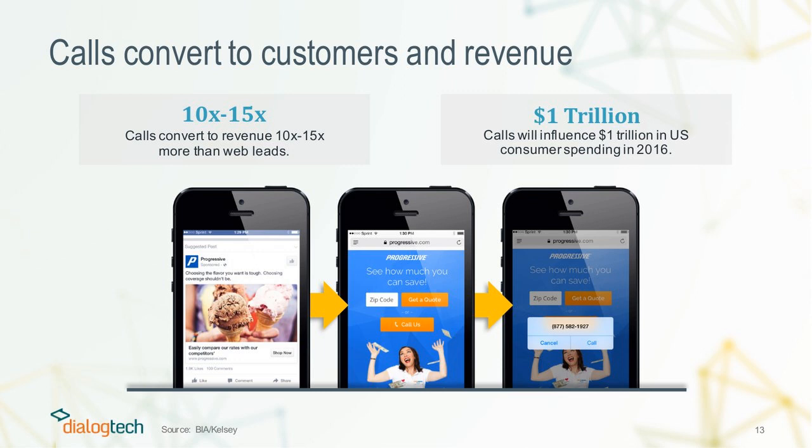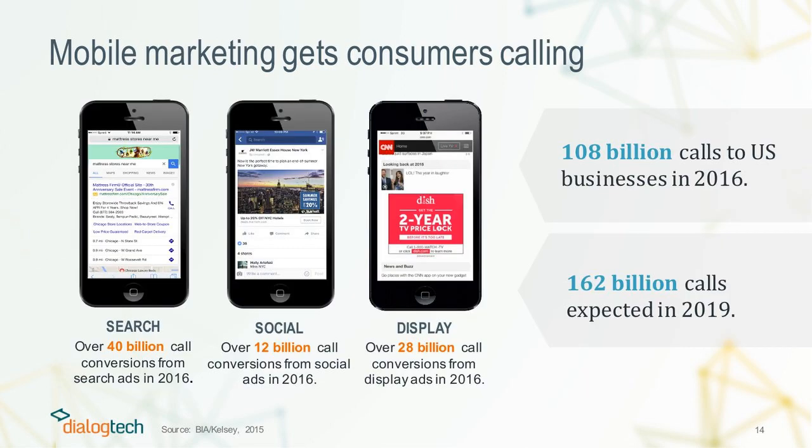So the next question I think we need to ask is really which channels are the ones getting people to call? A lot of these mobile marketing channels are getting consumers to call. In fact, 162 billion calls are expected from mobile marketing by 2019. That's up from 108 billion calls this year. So it's happening on search, it's happening on social. As you can see here, it's also happening from display. So display is set to drive over 28 billion call conversions this year alone.